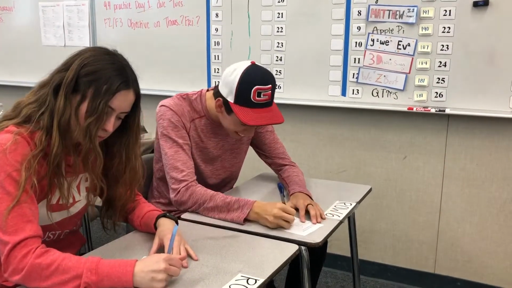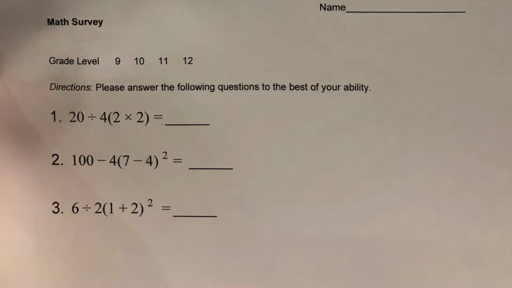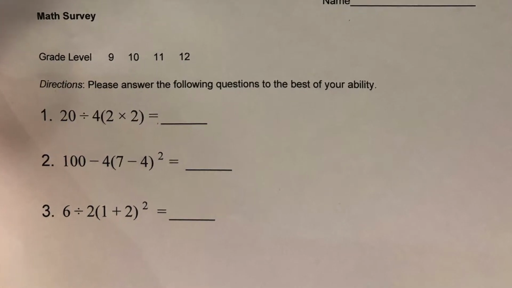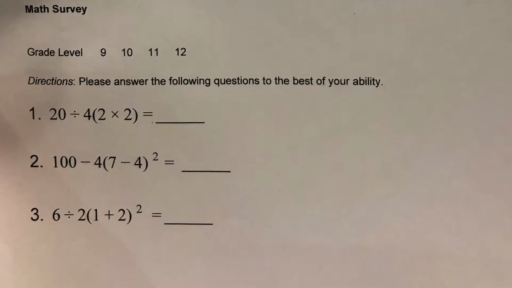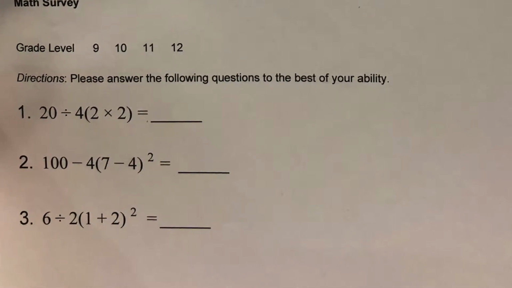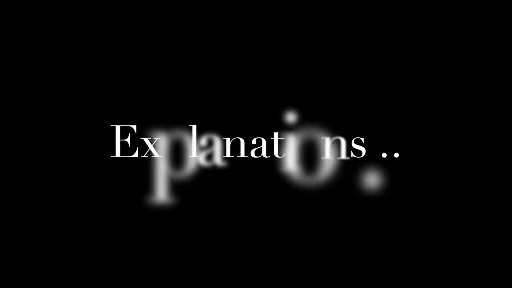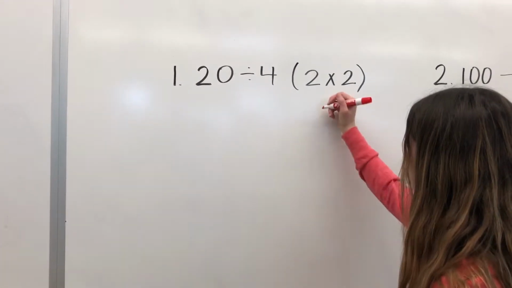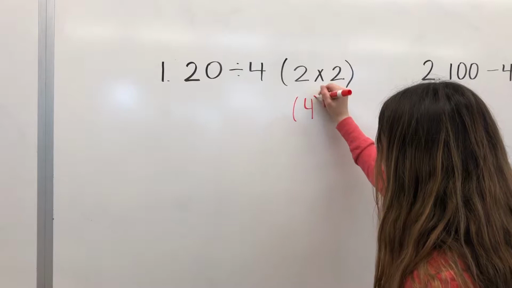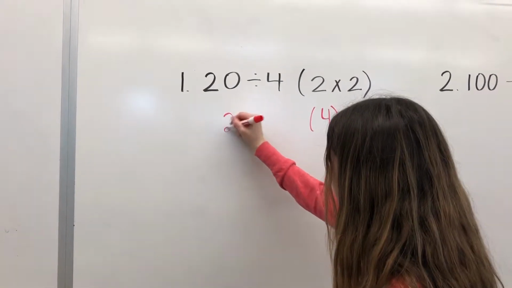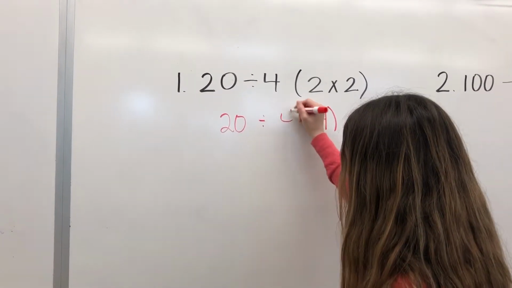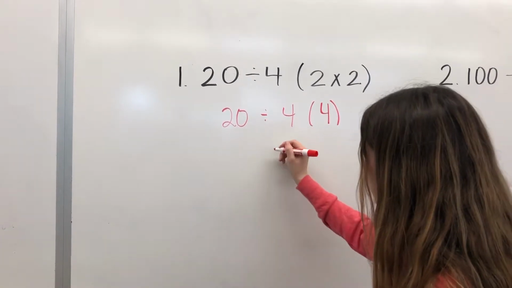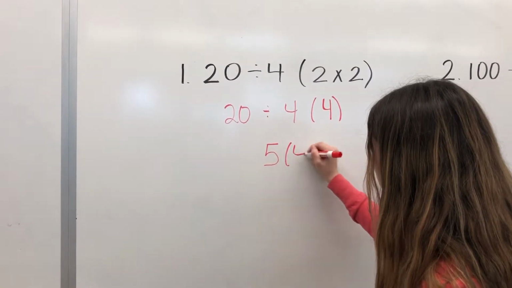Oh, I remember. Alright, so we'll begin with parentheses, which is 2 times 2, which equals 4. And then since we have equal operations, division and multiplication, we'll work left to right. So 20 divided by 4 is 5. 5 times 4 equals 20.